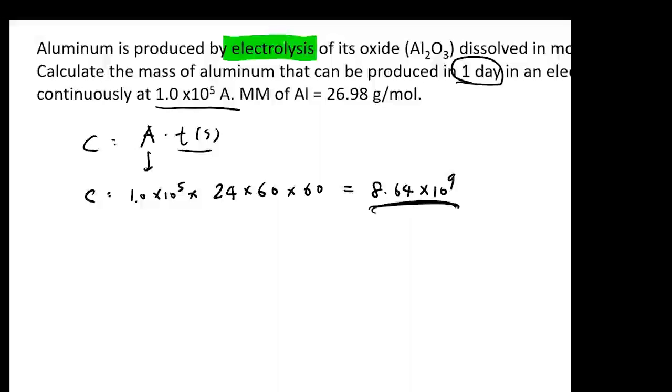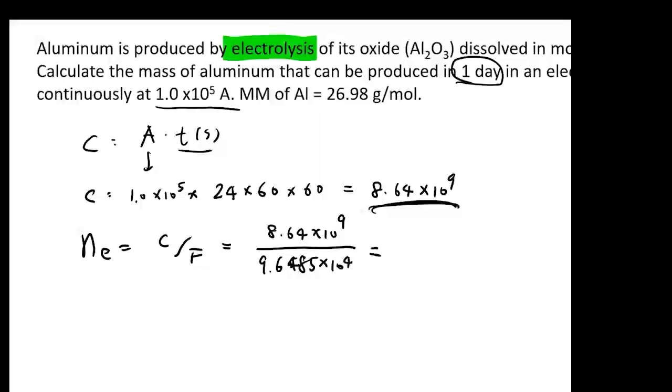The next thing you want to do is convert the charge into number of moles of electrons. The number of moles of electrons will be the charge divided by your Faraday constant. The charge is 8.64 times 10 to the 9th, and the Faraday constant is 9.6485 times 10 to the 4th. If you do the calculation, you get 8.95 times 10 to the 4th moles of electrons.